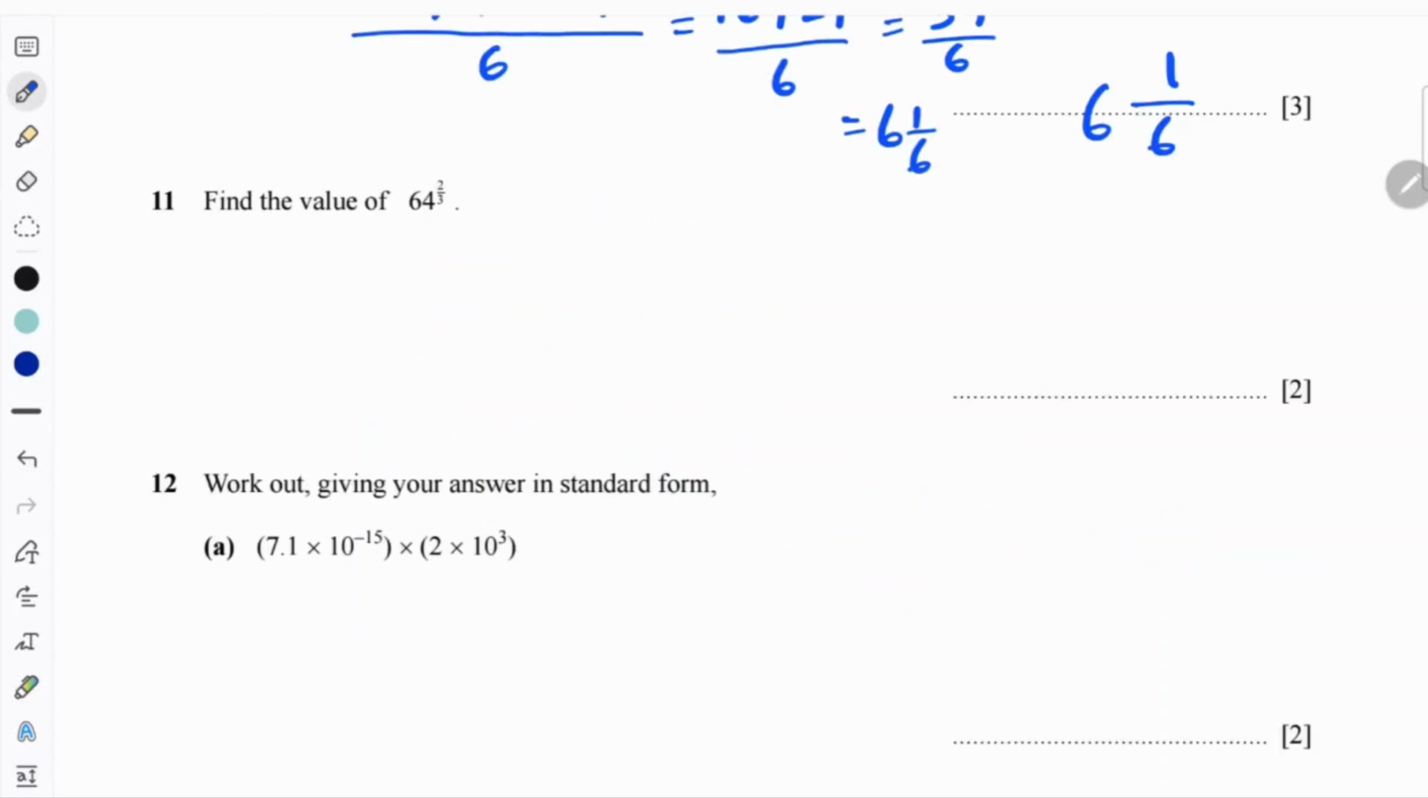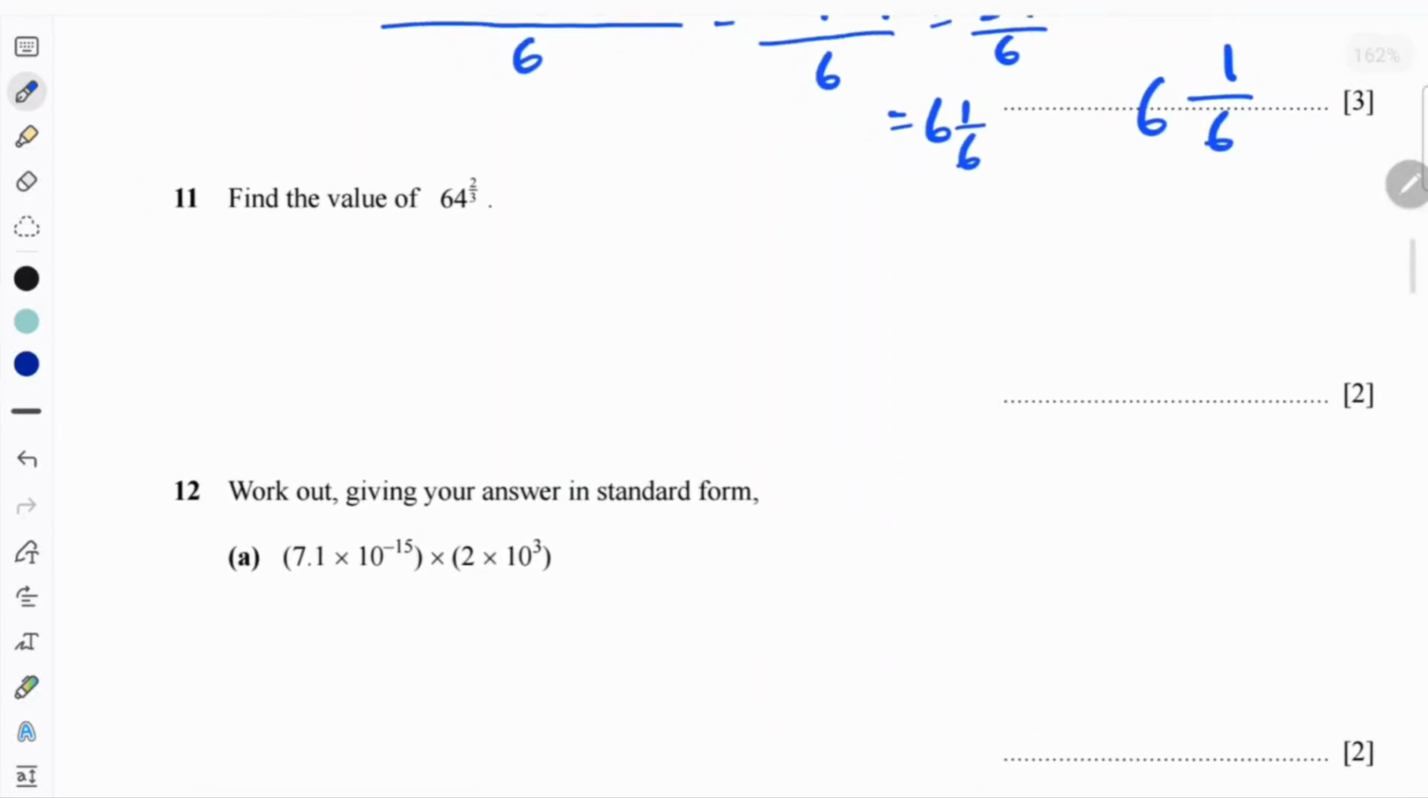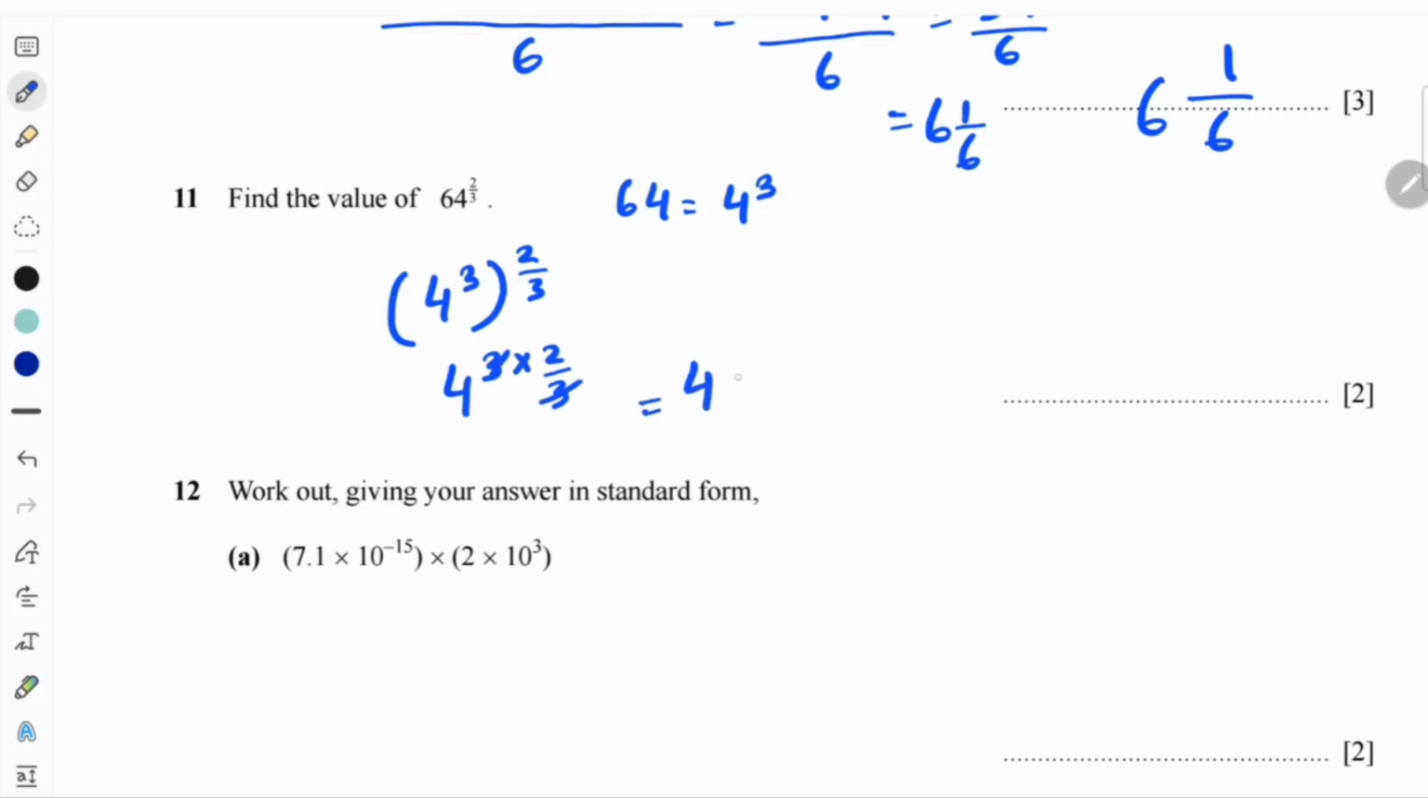The next question, find the value of 64 to the power 2 over 3. 64 we can write as 8 squared, also 4 cubed, also 2 to the power 6. As we know that in 2 over 3, the 3 is the denominator, it's better for us to write 64 as 4 cubed. So 4 cubed, and 2 over 3 as it is. 4 cubed to the power 2 over 3, we can cancel the 3 here, and the remaining is 4 squared, that is equal to 16. That is the answer for question number 11.